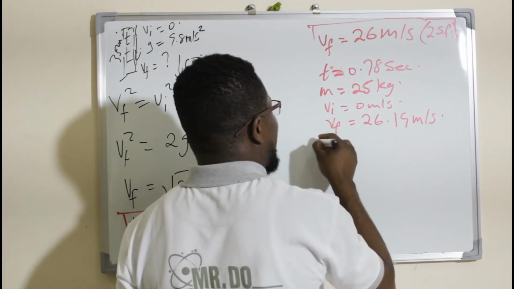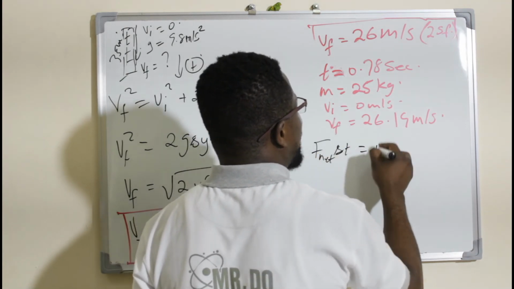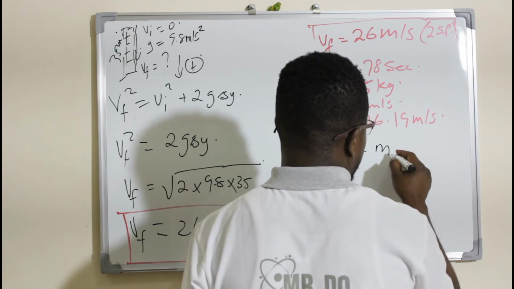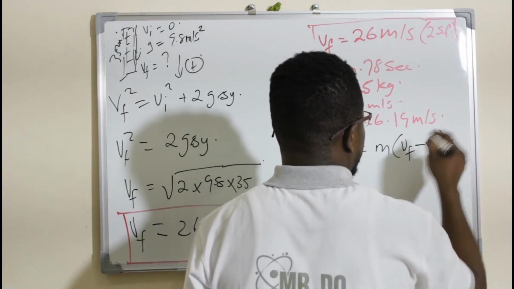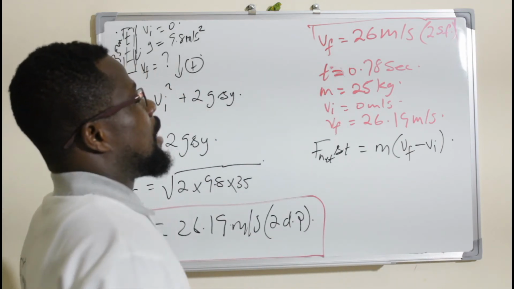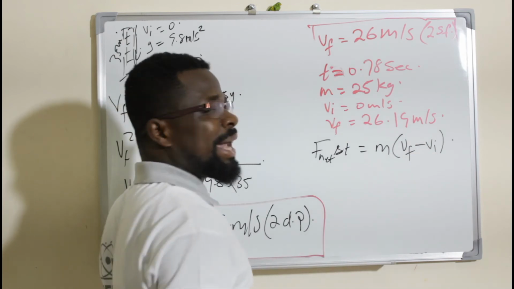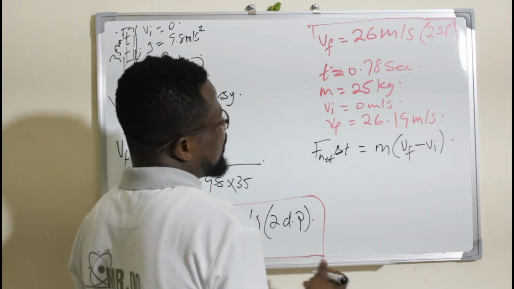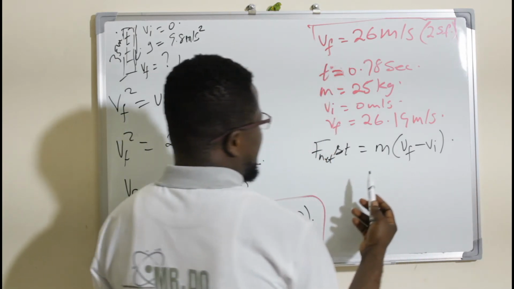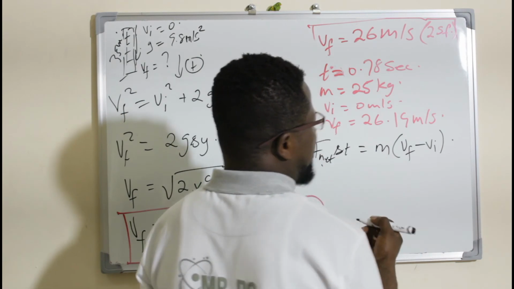So we can say that our F net multiplied by change in t is equal to the change in momentum, which is this. The mass is common, so I don't want to expand it and put the mass twice. I just want to do the substitution straight away and get my answer. What is not known here is the force, which we are looking for. So that makes life very easy for me.